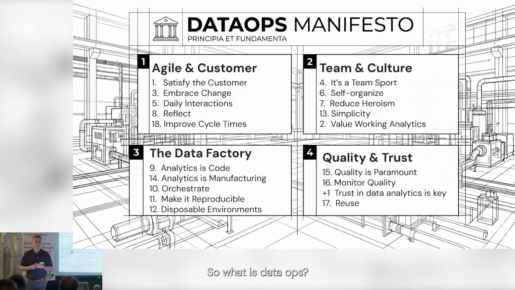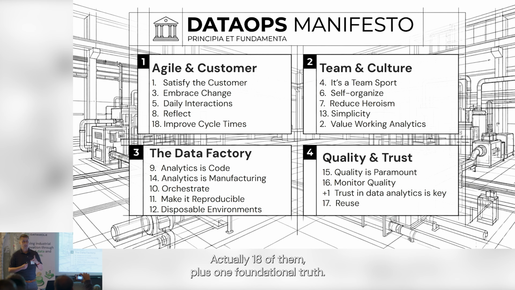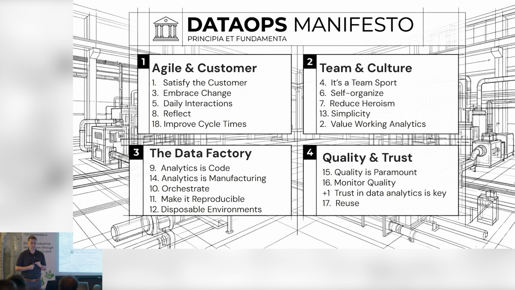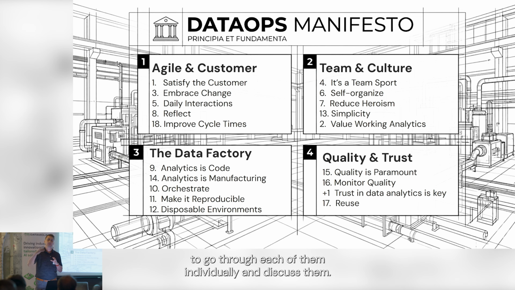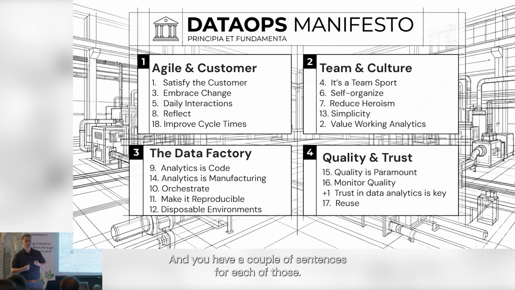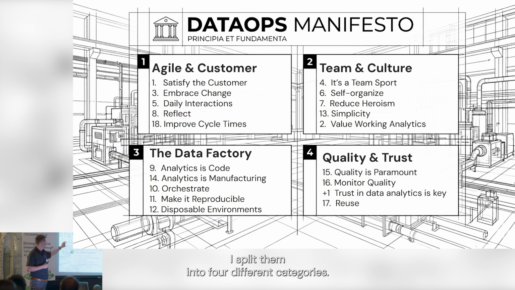So what is DataOps? It's a manifesto. It's a mindset. It's a set of principles, actually 18 of them, plus one foundational truth. And we don't have enough time to go through each of them individually and discuss them. The manifesto itself is kind of brief. You have those 18 plus one things, and you have a couple of sentences for each of those. I split them into 4 different categories. And you don't need to read all those 18 points because you can easily Google it yourself. But take a look at those categories.